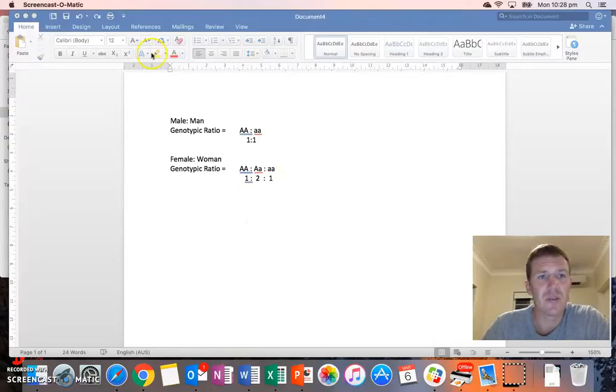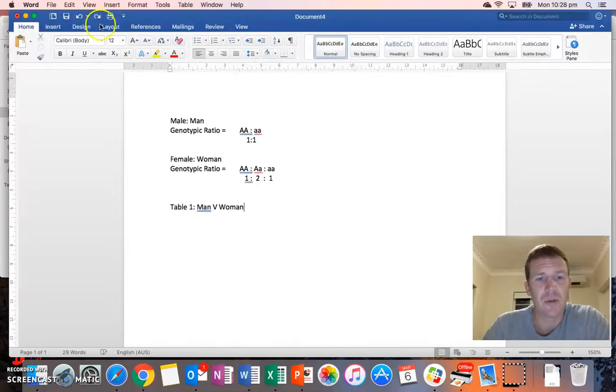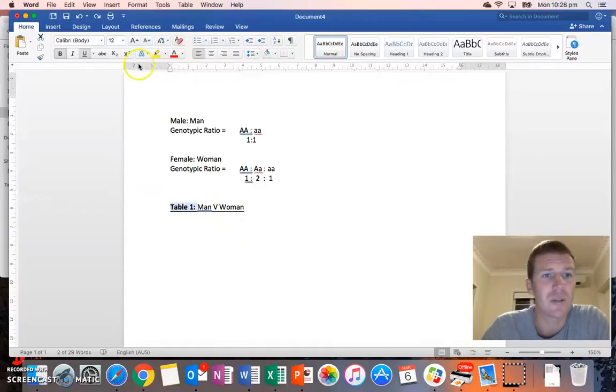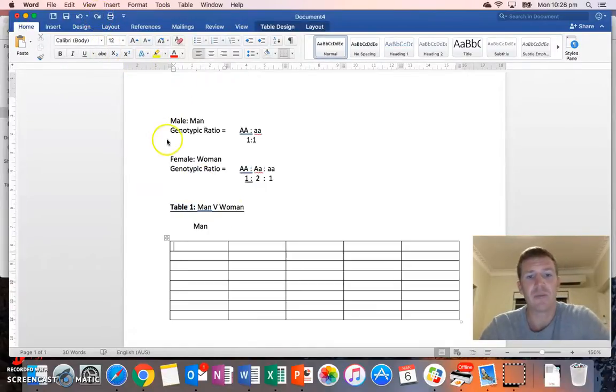So the first thing I need to do is create a table. First of all, I'm going to write my title, table 1, because it's a table, and it happens to be table 1 because it's the first one in my document here. The second table would be table 2, and so on. I've just called it man versus woman, or cross between man and woman, or cross between whatever. You're obviously going to do that. And the next thing I'm going to do is I'm going to put in my table.